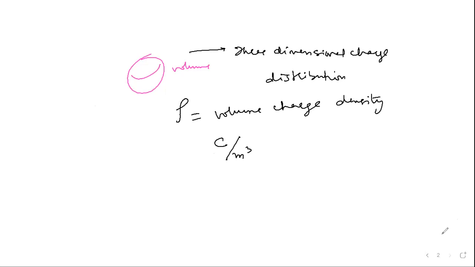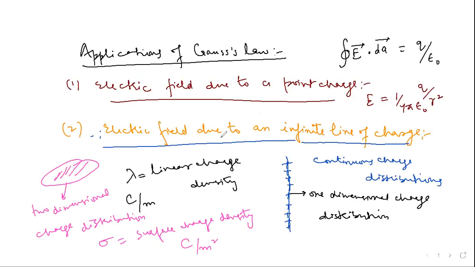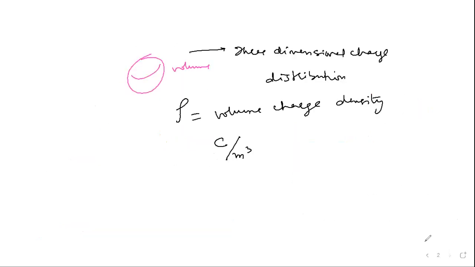Now we move back to our topic. We have to find electric field due to an infinite line of charge. So we have line of charge. So we are concerned with one-dimensional charge distribution. So we will have lambda. Let's move to our topic.